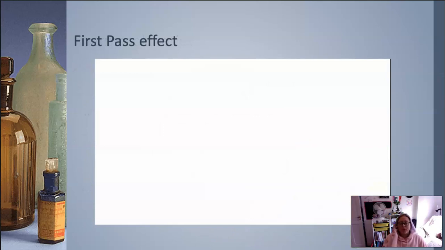So as we said, we've got our last little video. This is a really good video that talks you through the first pass effect in more detail. It'll help clarify some of the things that I've just discussed if it's a new concept to you. So you can look at what this means and how this might affect a medication.